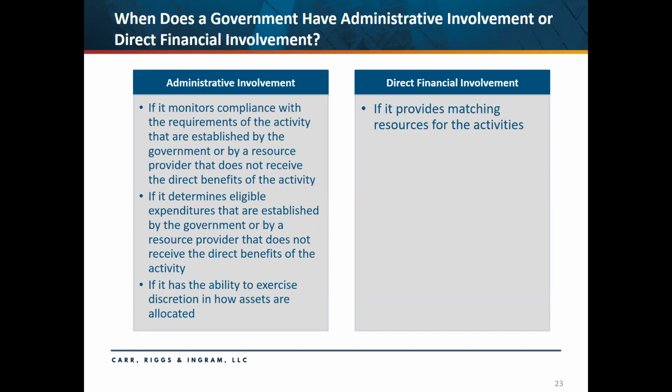Are you just verifying that it's going to what the intended activity is? But are you responsible for monitoring compliance? Are you responsible for the determination of eligible expenditures? Are you exercising your own discretion as the primary government of how those assets can be allocated? And they're very subtle, okay? Not to mention that direct financial involvement would be things, if you were to be providing matching resources for the activities, then you could be involved in those.